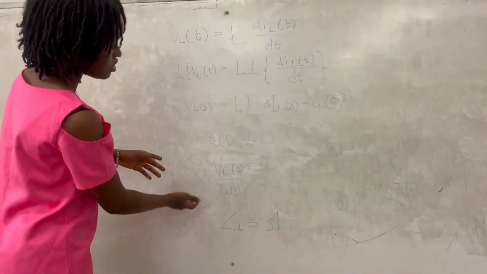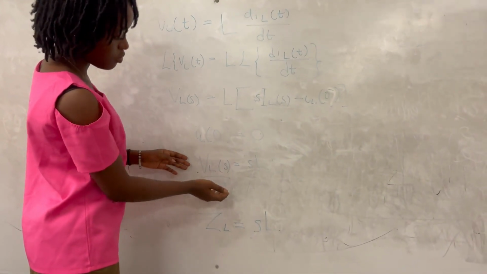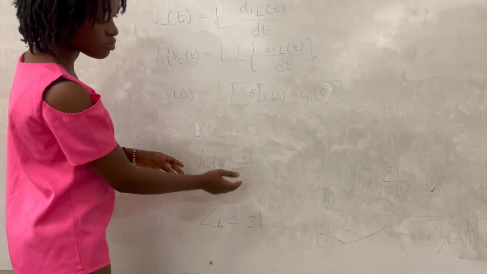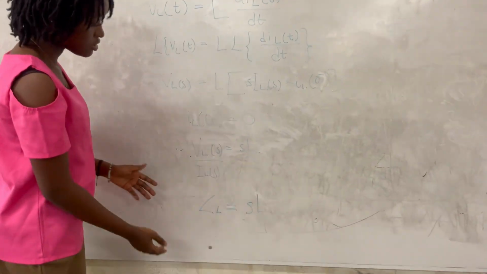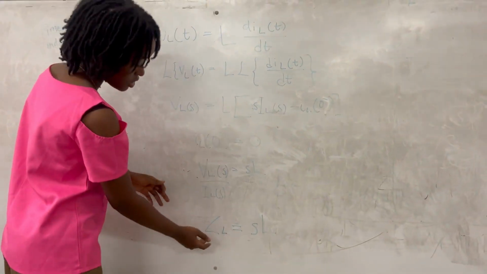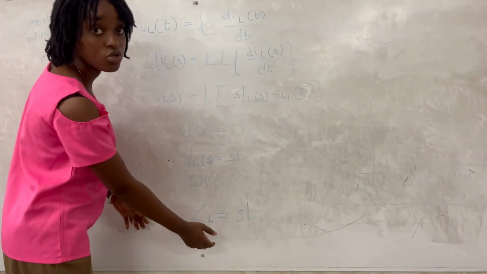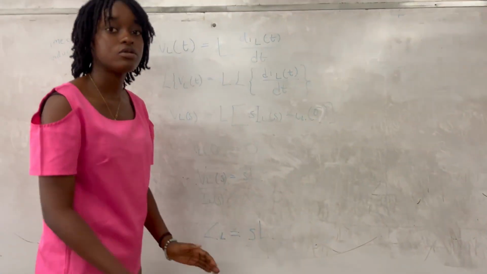And you're going to retain V of L is B over I, that is LS, being equal to SL. So we know that for the inductor, we're going to be getting Z of L being equal to S capital L. Thank you.